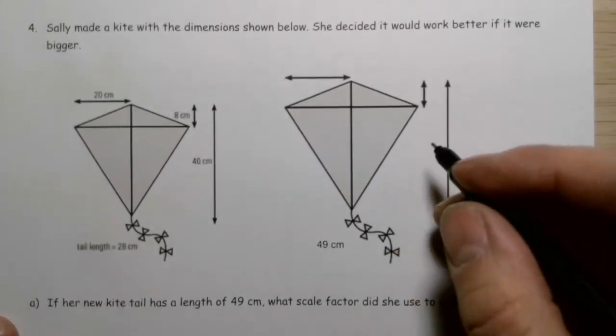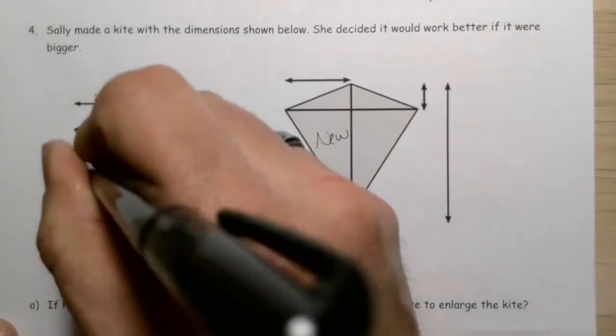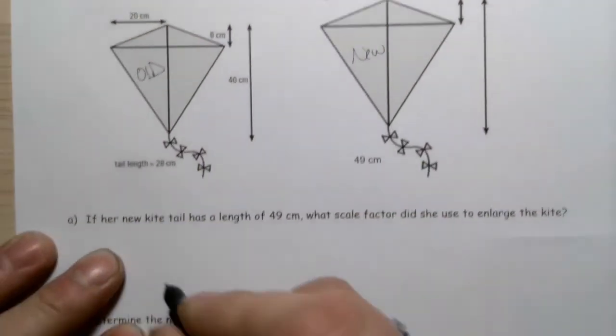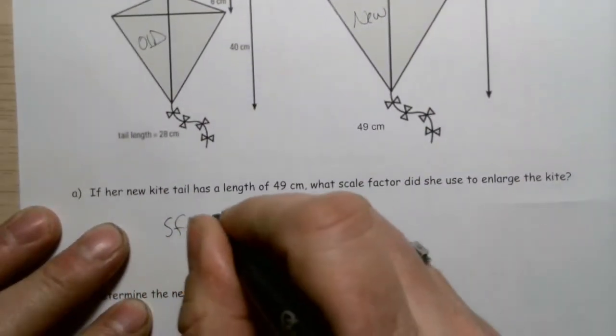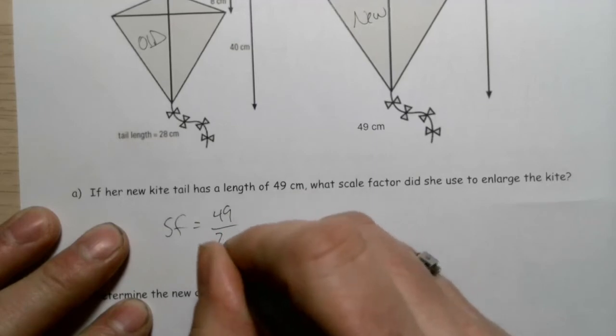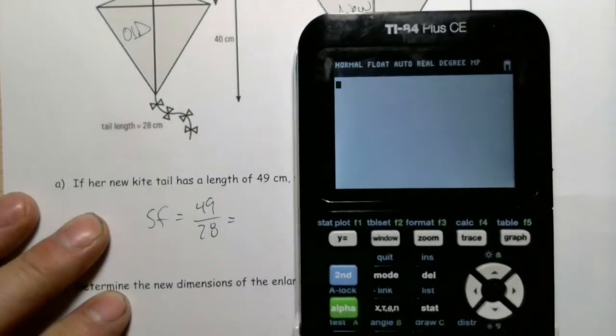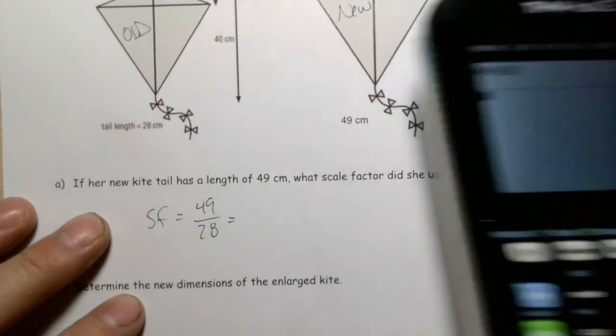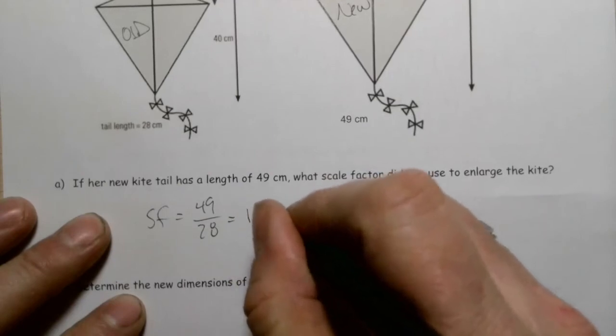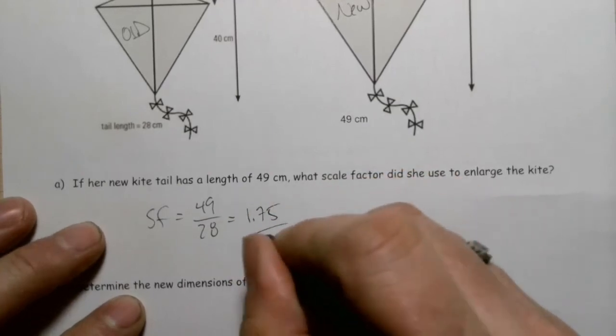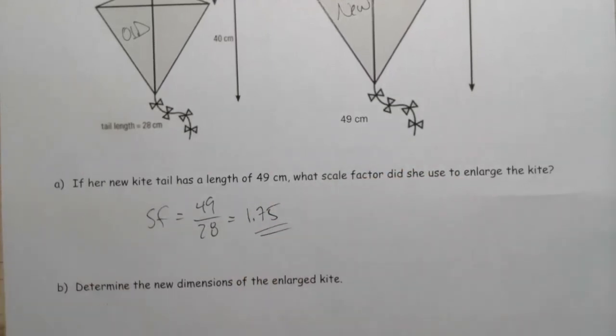Now, bear in mind, this is the new, this is the old. So our scale factor here is going to be new, 49 centimeters over 28 centimeters. So what does that get us? 49 divided by 28. Okay, and I get 1.75. So there's my scale factor, 1.75. That's what I'm going to use to find all the other dimensions here.